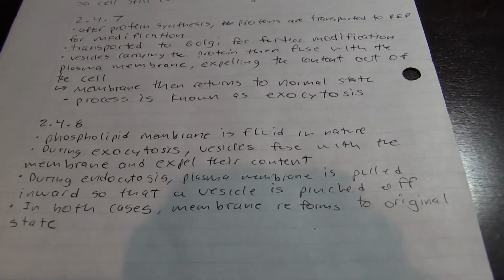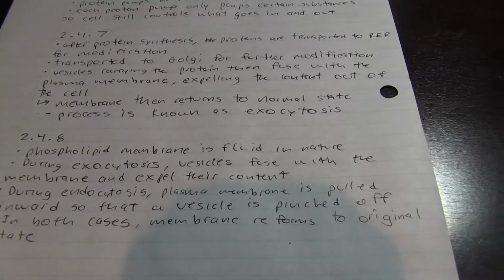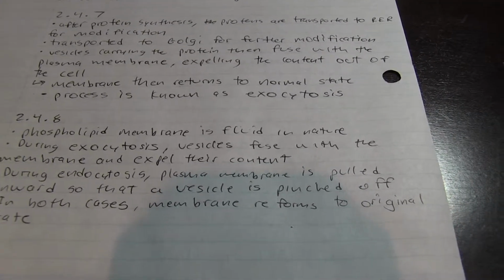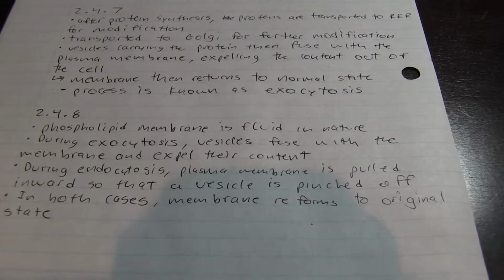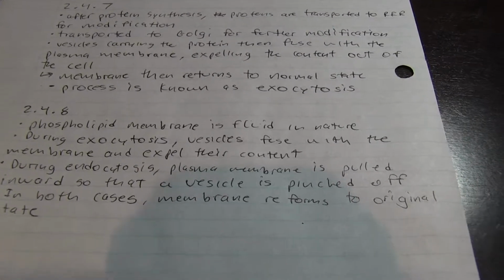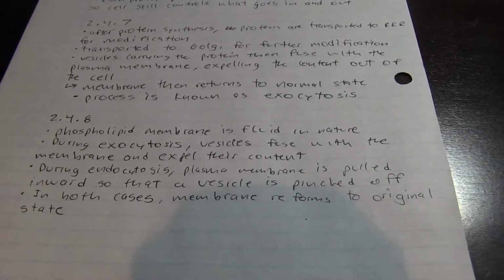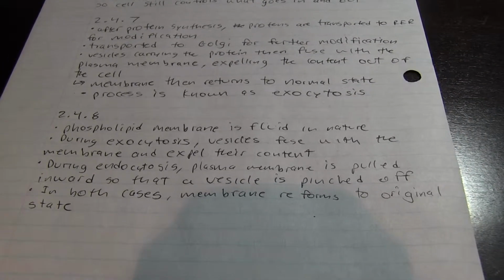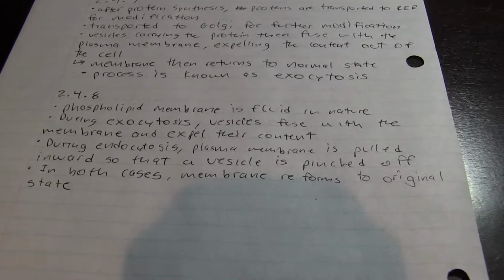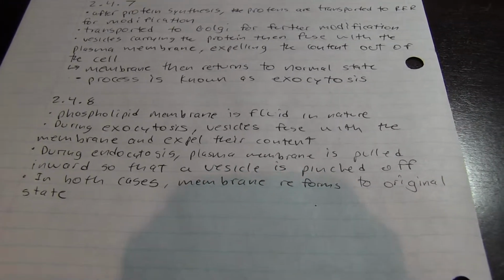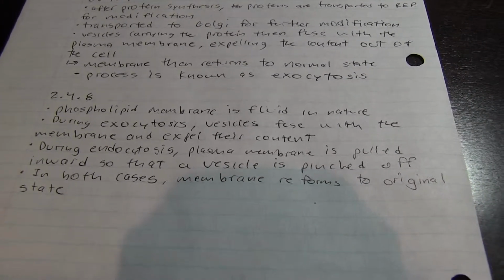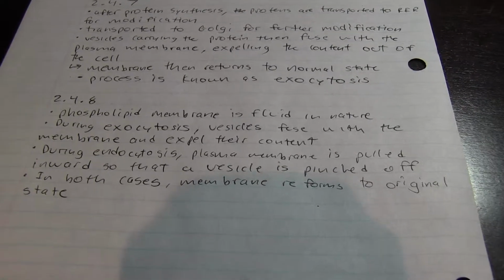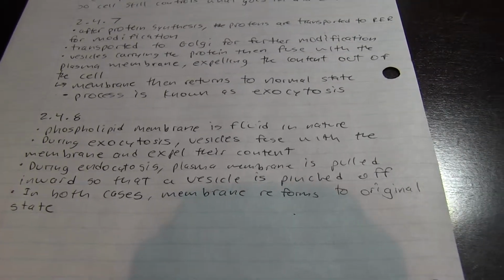2.4.8, which is the last learning outcome, describe how the fluidity of the membrane allows it to change shape, break, and reform during endocytosis and exocytosis. So the phospholipid membrane is fluid in nature, as we talked about before with the fluid mosaic model. During exocytosis, vesicles will fuse with the membrane and expel their content. So they'll literally just go right up to the membrane, go right through, and let the content leave. During endocytosis, the plasma membrane is pulled inward.